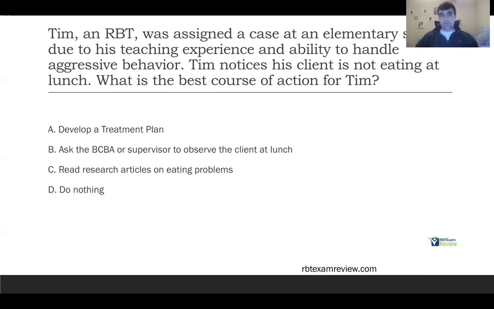C, read research articles on eating problems. I mean, you can, but is that the best course of action? How is that really going to help you? Because you're not going to develop anything by yourself. You shouldn't go in and start trying to modify this behavior without first doing what? Asking your BCBA. So you can read articles, which is great, you should, but that's not the best course. D, do nothing. Do nothing is rarely the correct response. So if you see do nothing, typically that's not going to be the right answer. So in this case, the right answer is going to your BCBA, going to your supervisor, asking for help, referring to them. Okay, so those are my tips.